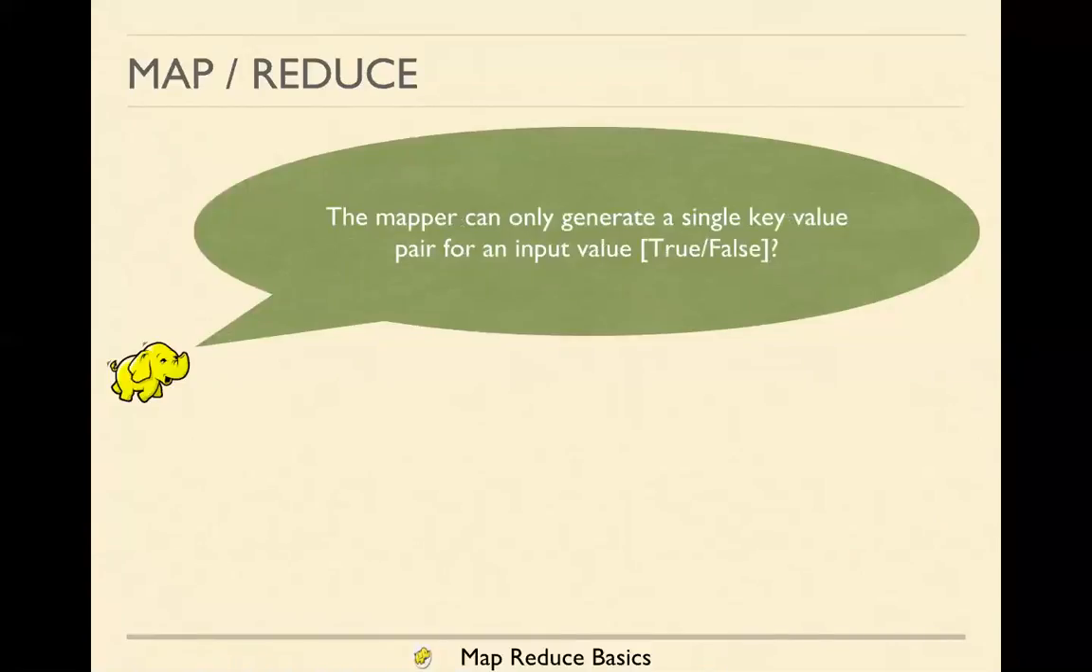Okay, next question. The mapper can only generate a single key value pair for an input value. True or false?